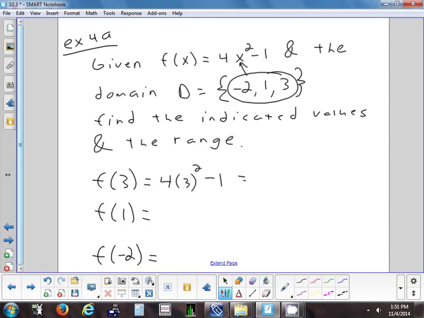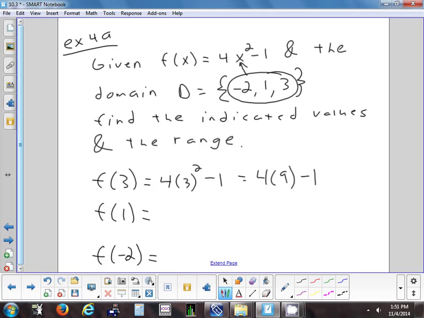Now let's be careful with the arithmetic. PEMDAS. There's nothing in parentheses. It's just a 3. What's the E in PEMDAS? Exponent. Okay, so we always do exponents next. What do I get when I do my exponent? 9.